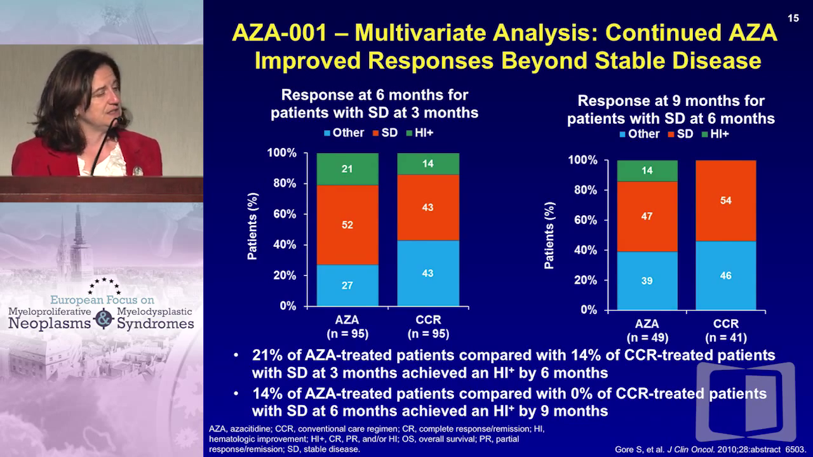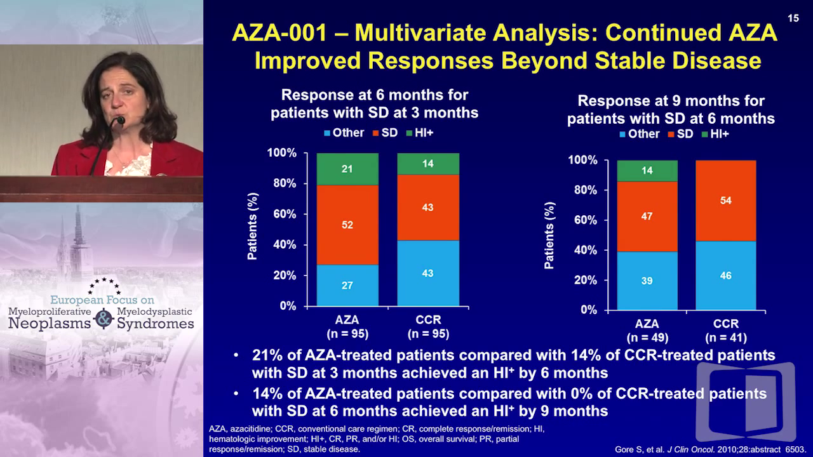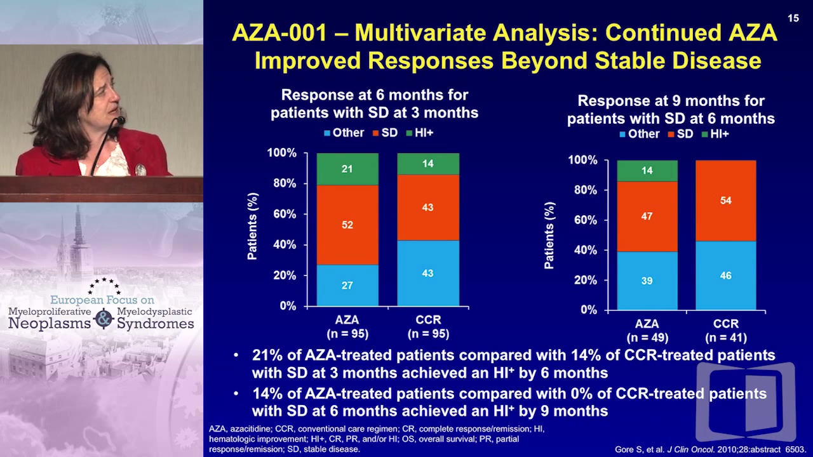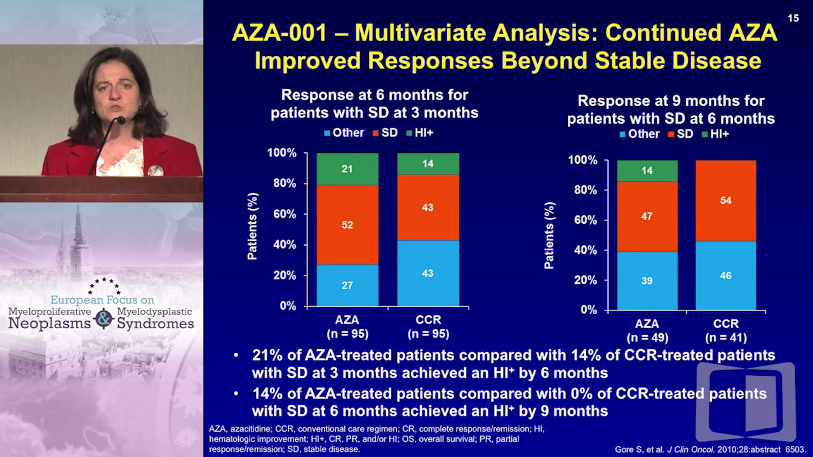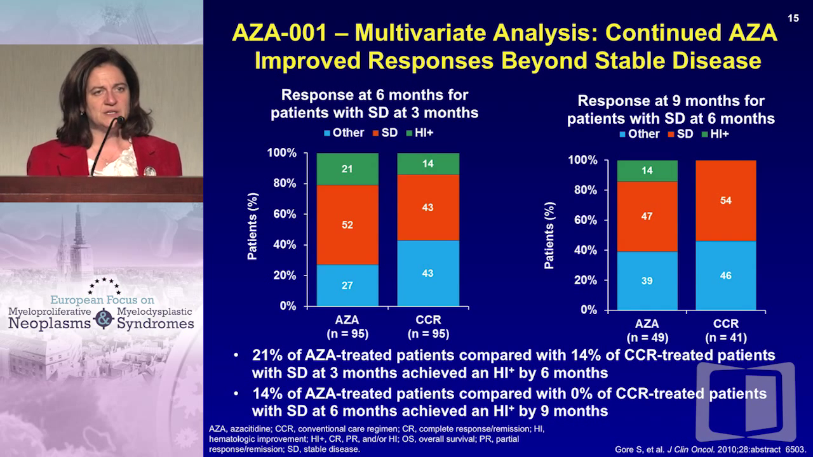This is the question and the doubt we all have. If I have a patient who's stable after 3 months of treatment, what do I have to do? Do I have to go on? Do I have to stop? Is it a resistant patient?